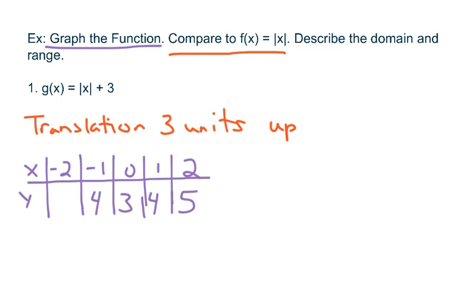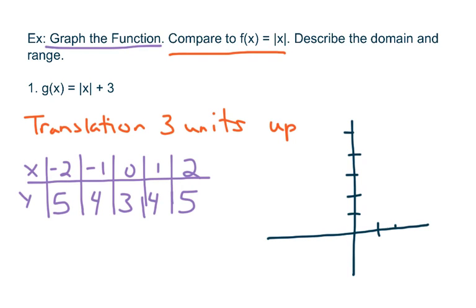And then the absolute value of negative 2 is 2. Add 3 to that, and that would be 5. So if we were to actually sketch the graph here, if we plot these points, we got (0, 3). We had (1, 4), we had (2, 5), (negative 1, 4), and (negative 2, 5). We have our new function here.